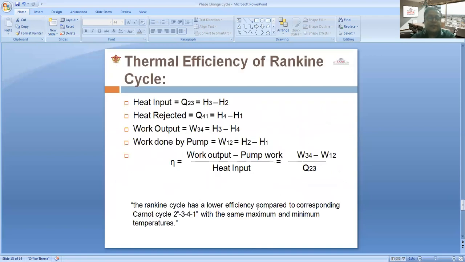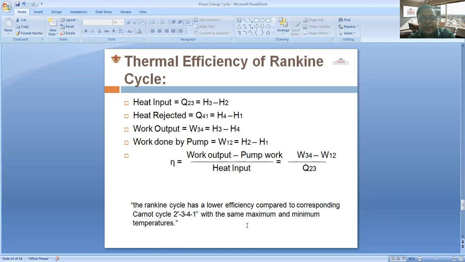Thermal efficiency of the Rankine cycle: the heat input is Q2 to 3, done in the boiler section, H3 minus H2. Heat rejected is Q4 to 1, done in the condenser section, H4 minus H1. Work output is done in the turbine section, W3 to 4, H3 minus H4. And work done by the pump is W1 to 2, H2 minus H1. Then the efficiency is equal to work output minus the pump work upon the heat input, that is W3 to 4 minus W1 to 2 upon Q2 to 3.